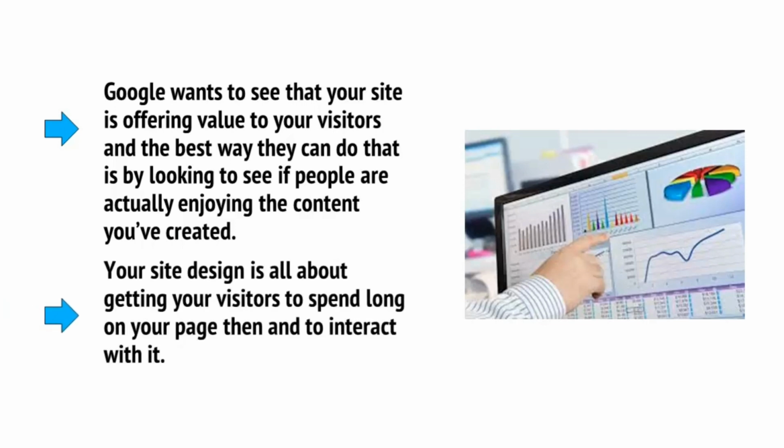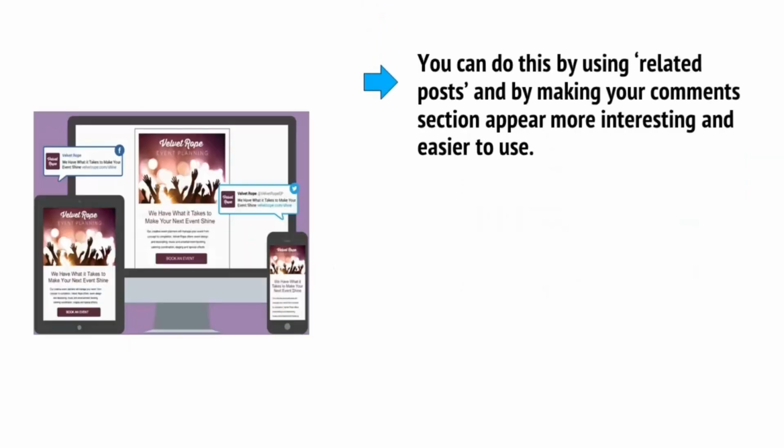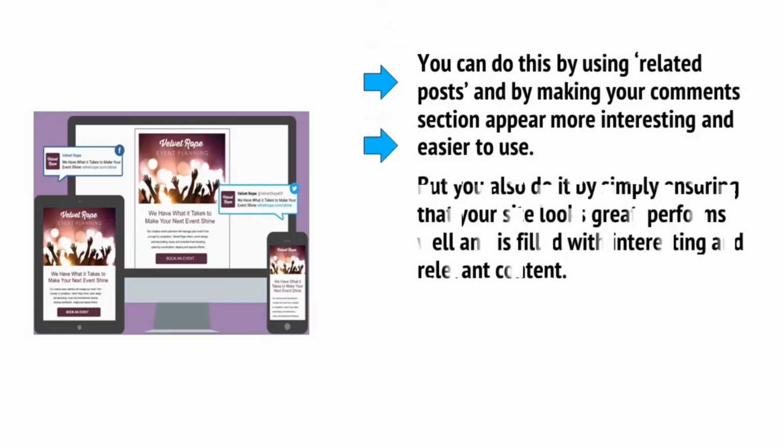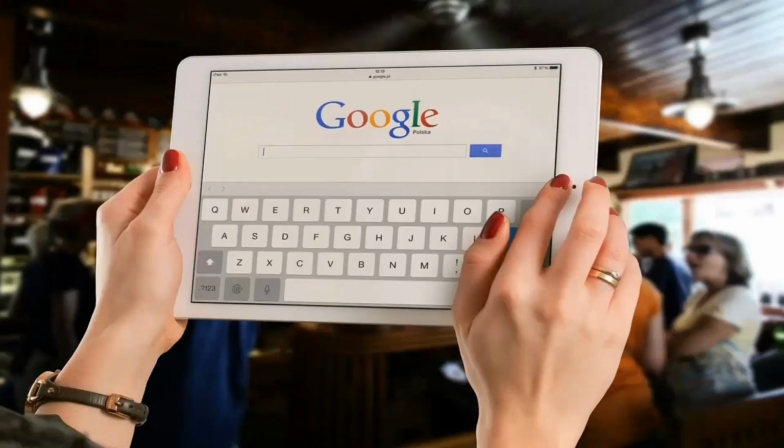Your site design is all about getting your visitors to spend a long time on your page and then to interact with it. You can do this by using related posts and by making your comments section appear more interesting and easier to use. But you should also do it by simply ensuring that your site looks great, performs well, and is filled with interesting and relevant content. Try to avoid adverts or bad design elements that are going to instantly put people off and cause them to leave your website. Remember, Google wants to see that people are spending time on your website, and the best way you can ensure this happens is by making content that people want to read.